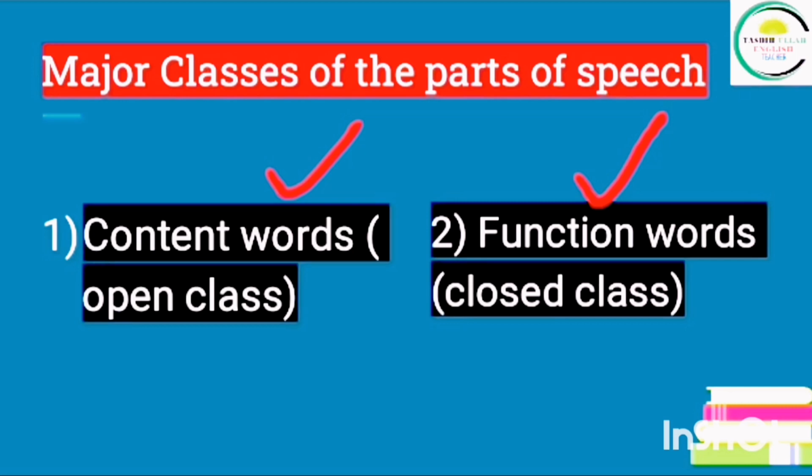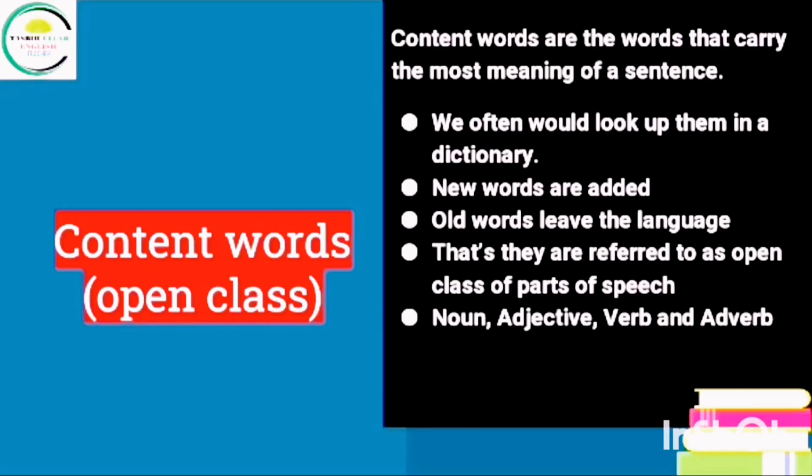Okay. So let's discuss what are content words and what are functional words. Content words are the words that carry the most meaning of a sentence. So these are the words that convey the most meaning of a sentence, and we can easily understand the meaning of a sentence through content words. Okay, because they have the most meaning of a sentence.